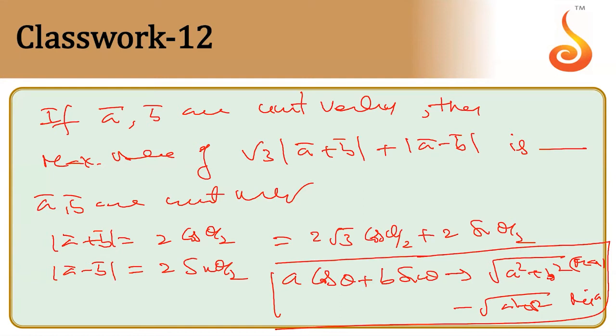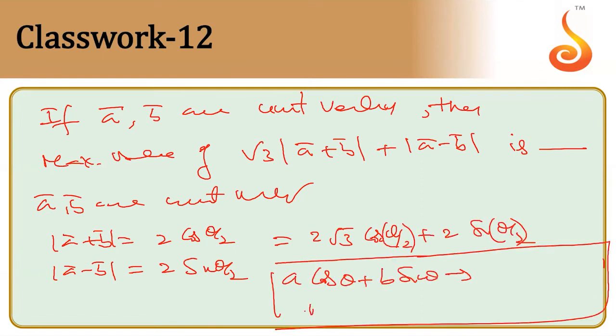Now, what is the answer? Maximum value. Yes, Kirtan, very good. For a cos theta plus b sin theta, the maximum value is root over a square plus b square. This is a question which was asked last year, the Corona year question. So the max value is root over a square plus b square, and the minimum is minus root over a square plus b square.